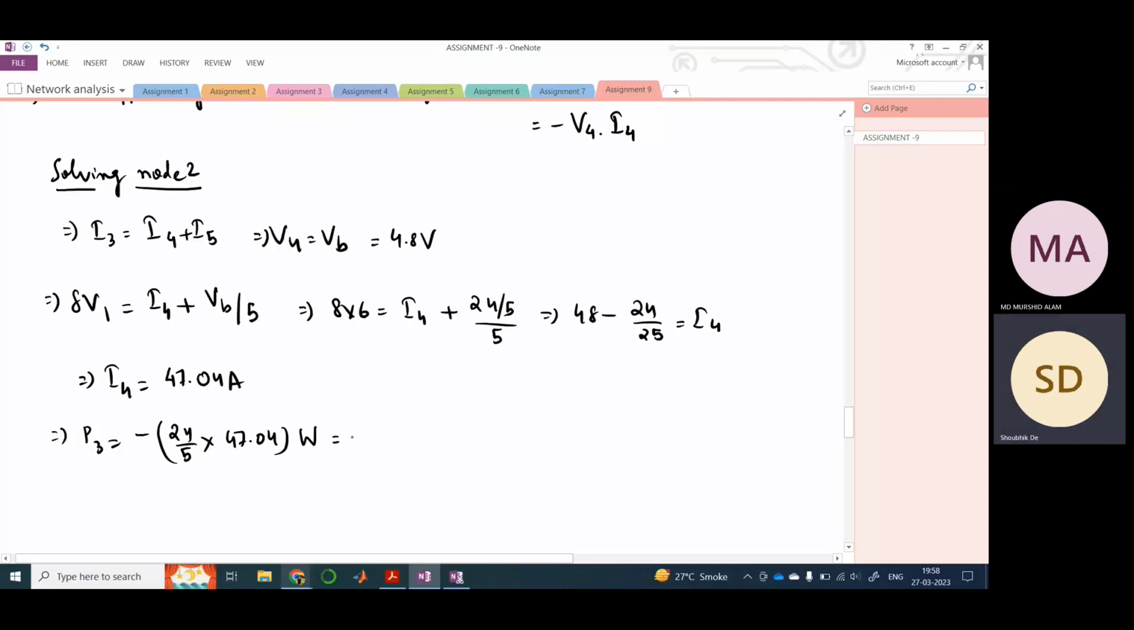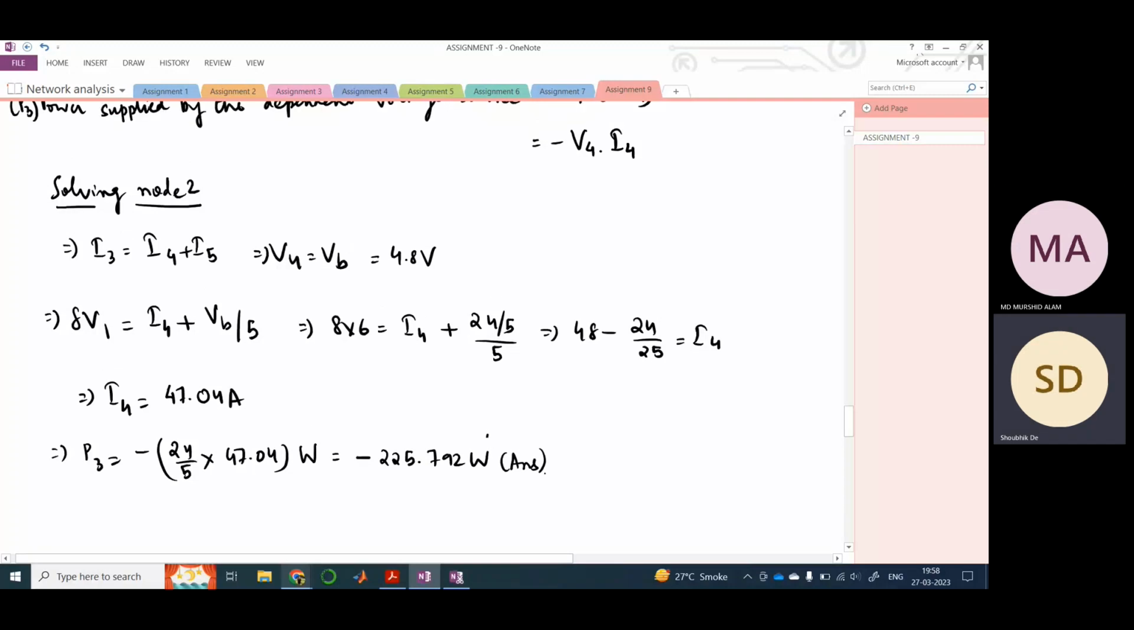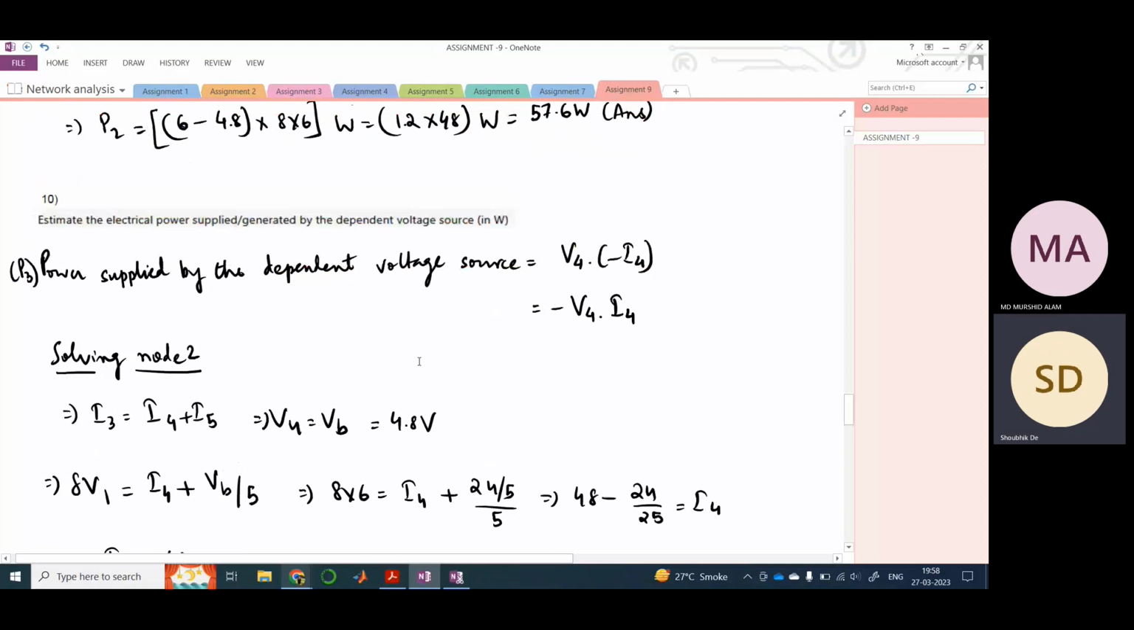So this would come around to minus 225.792 watts. So this is the answer to the second last question, question number 10. I hope this is clear.